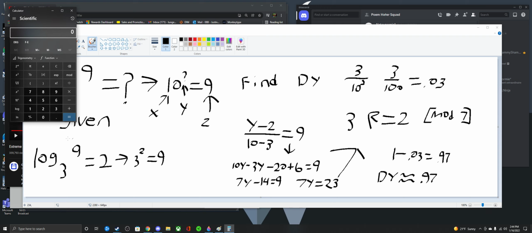Now we can do this in a calculator, obviously. This is what I would recommend. It's just a lot easier. We do log base 10 of 9. We see that's 0.9542. We were pretty close to estimating this log.